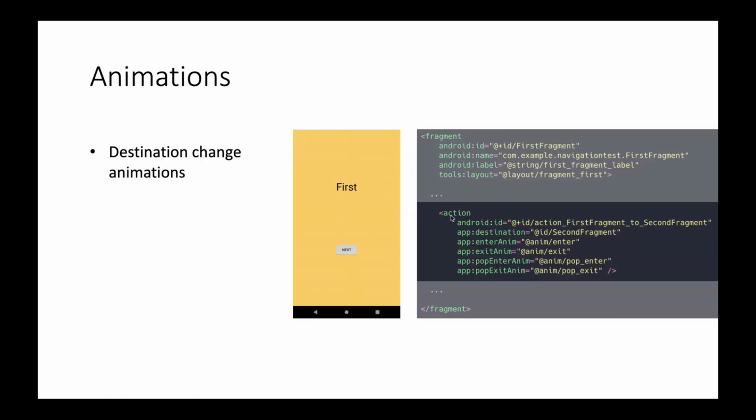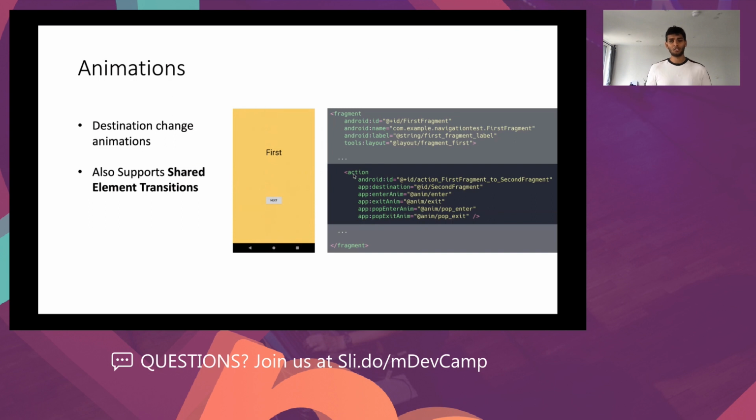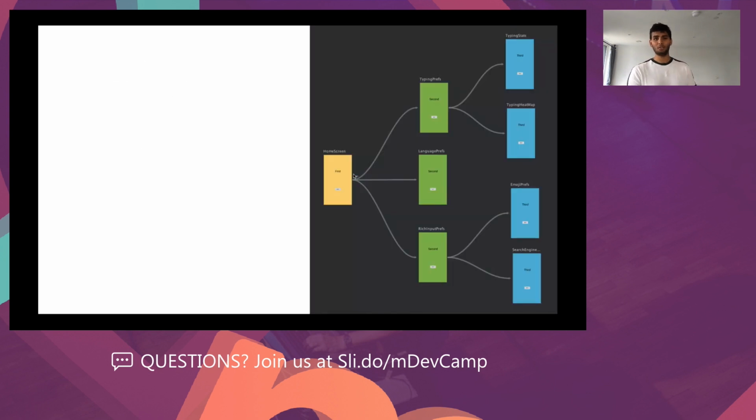So, and the next one is animations. So we don't want to just navigate out of the blue. So animations are one very common feature of our applications. So the Android navigation component does support animations when you're navigating across destinations. The action which declares the navigation has properties for different animations that we can do as part of this change. It also supports shared element transitions if it's something you do.